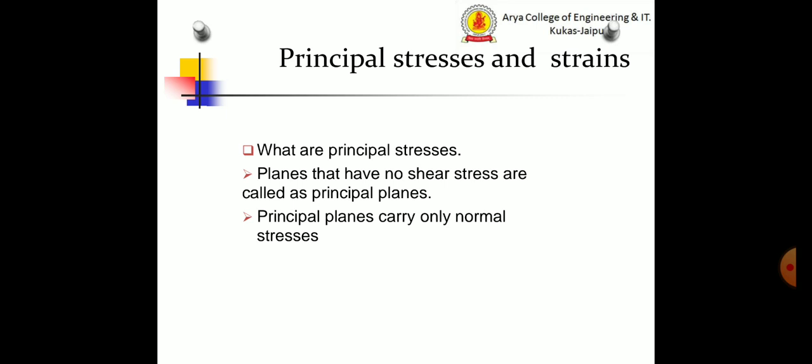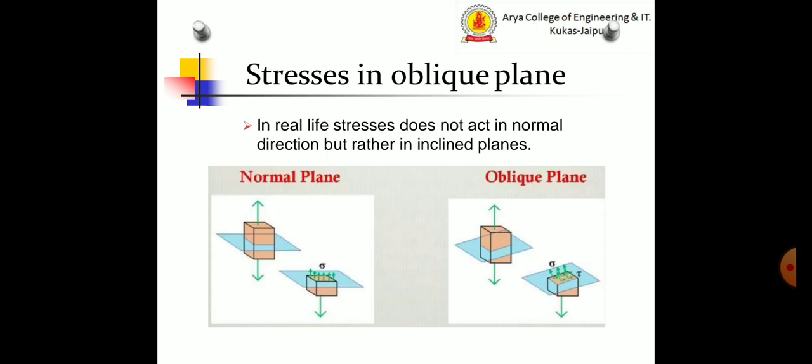Planes that have no shear stress are called principal planes, where planes carry only normal stresses. In real life, stresses do not act in the normal direction but rather in inclined planes. In the figure you can see the first figure shows the normal plane and the second figure shows the oblique plane.